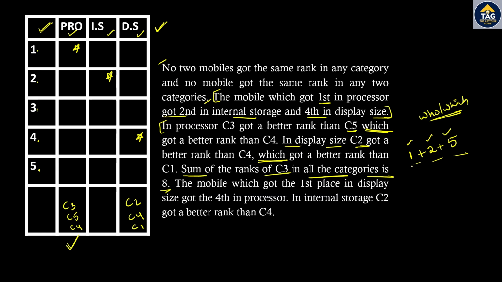And the other possibility: if C3 gets first in one of the categories, let me raise this number. Previously it was 2, now let it be 3. The sum of these 3 should give you 8, as clearly mentioned here. So what should be the rank of C3 in the third category? It has to be 4. So I am sure we have only 2 possibilities: 1, 2, 5 and 1, 3, 4.